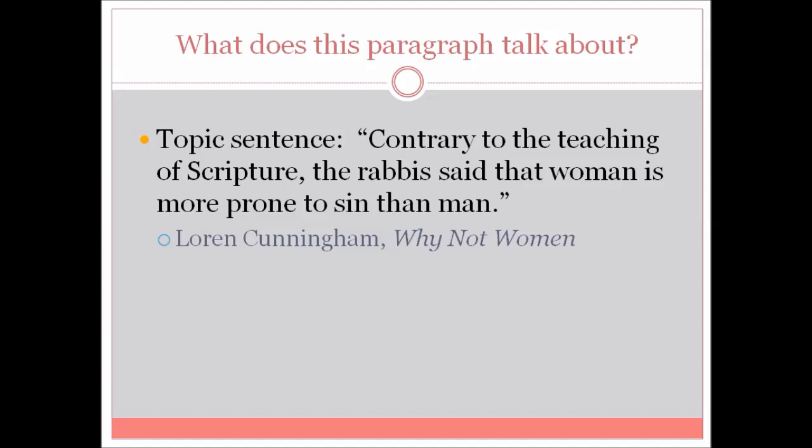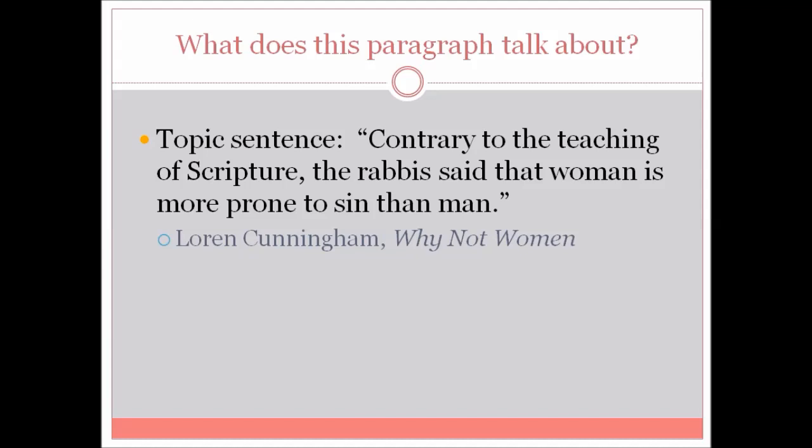All right, if you've guessed that the paragraph is going to discuss why the rabbis believed that women were more prone to sin, then you're right. Although the author doesn't believe that, he's discussing a counter-argument, people who are in his opposition. He gives examples or gives reasons for why they held this belief in this paragraph.